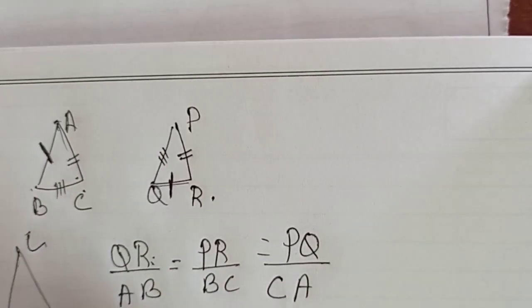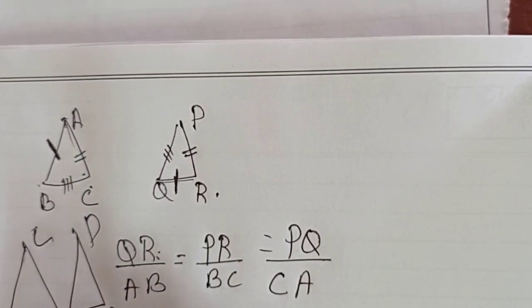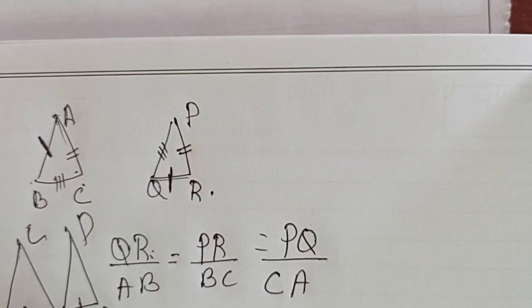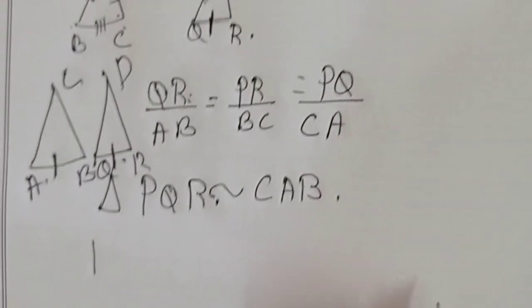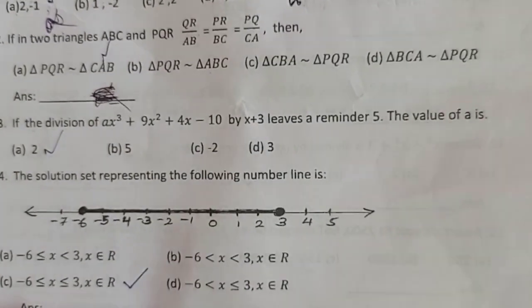ABC. CAB. Therefore, here that is PQR. QR by AB. Is it clear? Okay. Then, the third question.